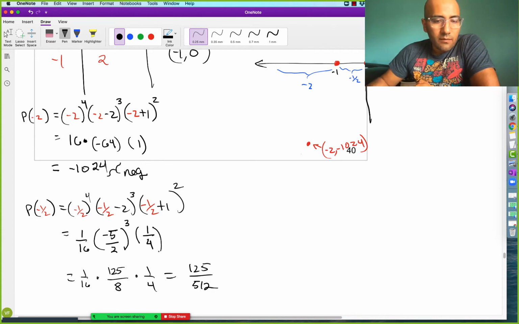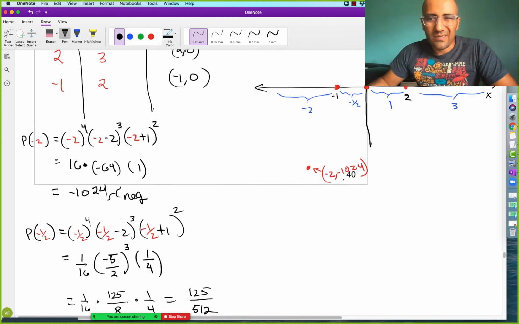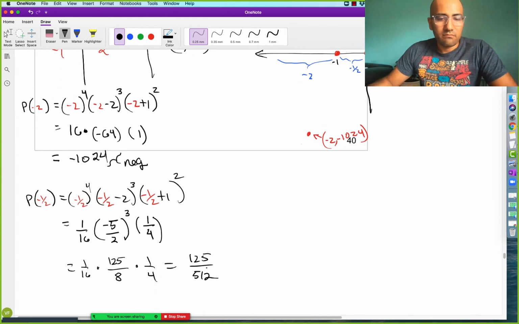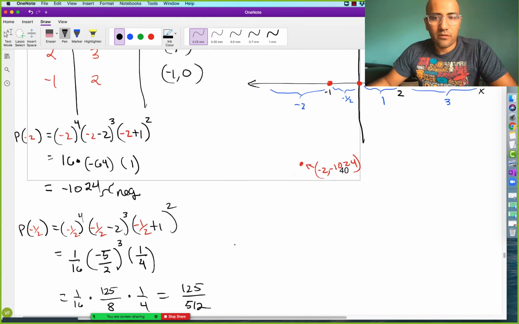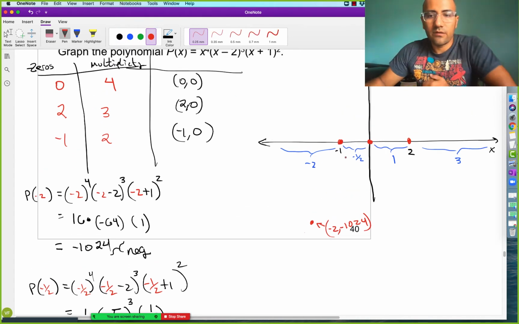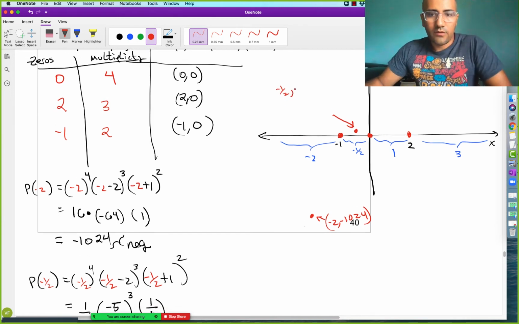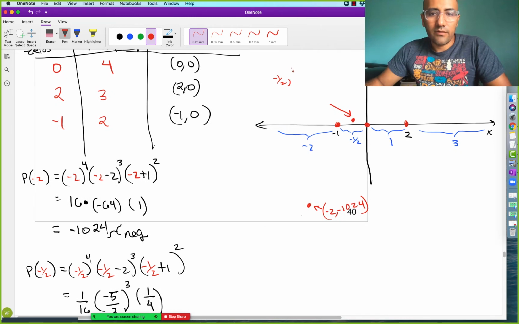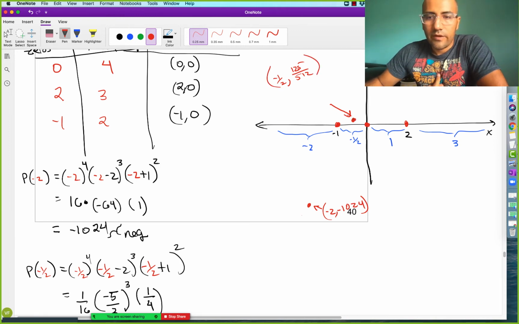Okay, so the actual value isn't even really that valuable here, because it's kind of hard to graph it. I mean, it's close to 1/4 when you reduce it. So it's going to be just some dot over here somewhere. So I don't know, maybe around there. That's going to be the point negative 1/2 comma 125 over 512. So we have that point right there.